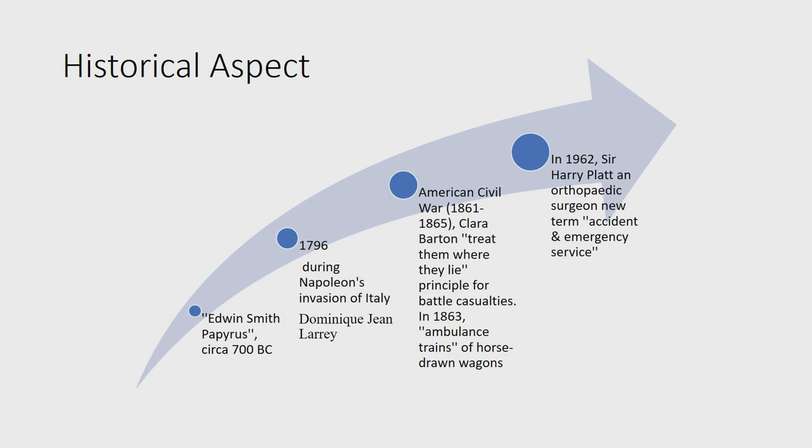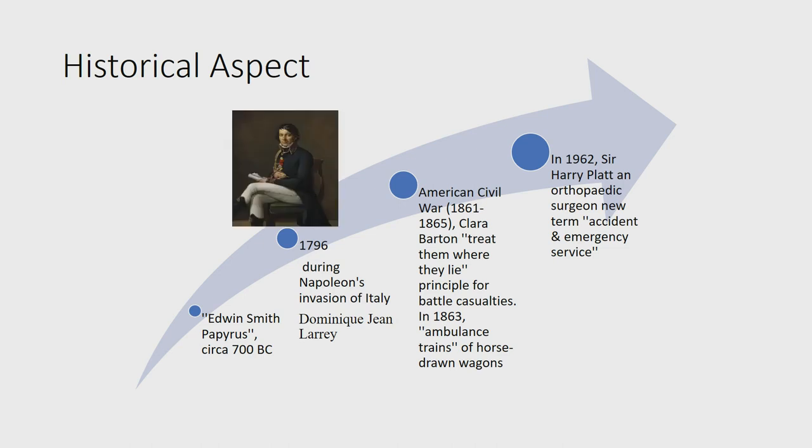This was mentioned in the 1861 war, when ambulance trains were recognized. In 1796, during Napoleon's invasion of Italy, Dominique Jean Larrey first used ambulances, carts driven by horses, to quickly transport patients from the injured site to other sites. That is why he is also known as the father of emergency medical services. In 1962, Harry Platt understood that the initial terminology, casualty, was related to injuries, but that it is not only for surgical or trauma emergencies, it includes medical emergencies also. So he first coined the term accident and emergency services, which includes all kinds of emergencies coming to hospitals.